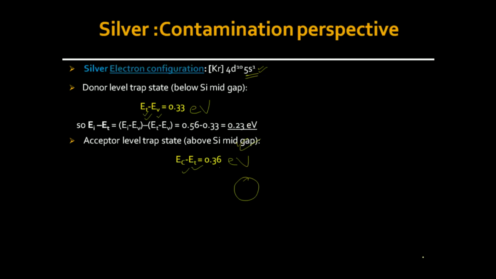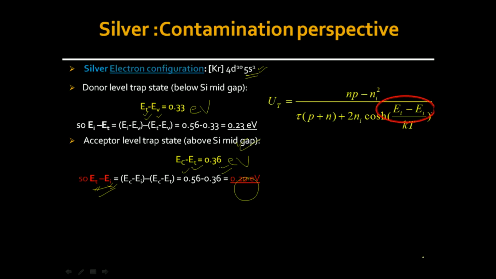If you see these two values, why are we concerned about them? Because we want to find the difference between the energy state of the trap and the intrinsic energy state for the silicon. Why is it important? Because we want to find the recombination rate, and for finding it, ET minus EI is important.